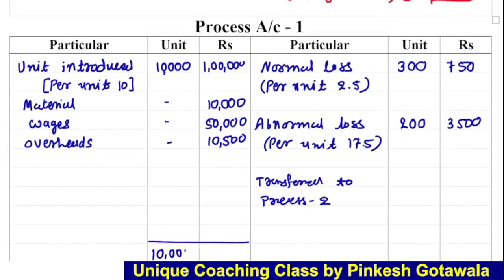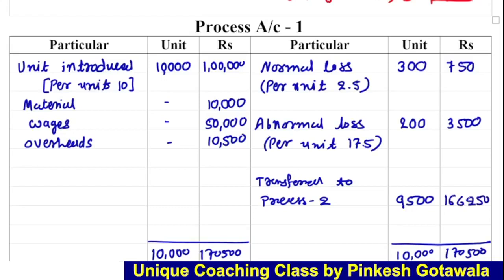Here 10,000, here 10,000, difference 9,500. Here 1 lakh, 10,000, 50, 10,500, 175,000, 170,500, 35,000, 750. Difference 166,250. Clear? So here our account is ready.